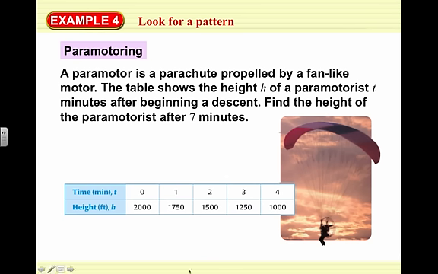Okay, so let's look at the table and talk about what it tells us. The initial time is time 0. That's right when the paramotorist starts. And so the initial height is 2,000 feet. After 1 minute, the paramotorist is at 1,750 feet. After 2 minutes, the paramotorist is at 1,500 feet. So as time goes by, the paramotorist is descending to the ground.